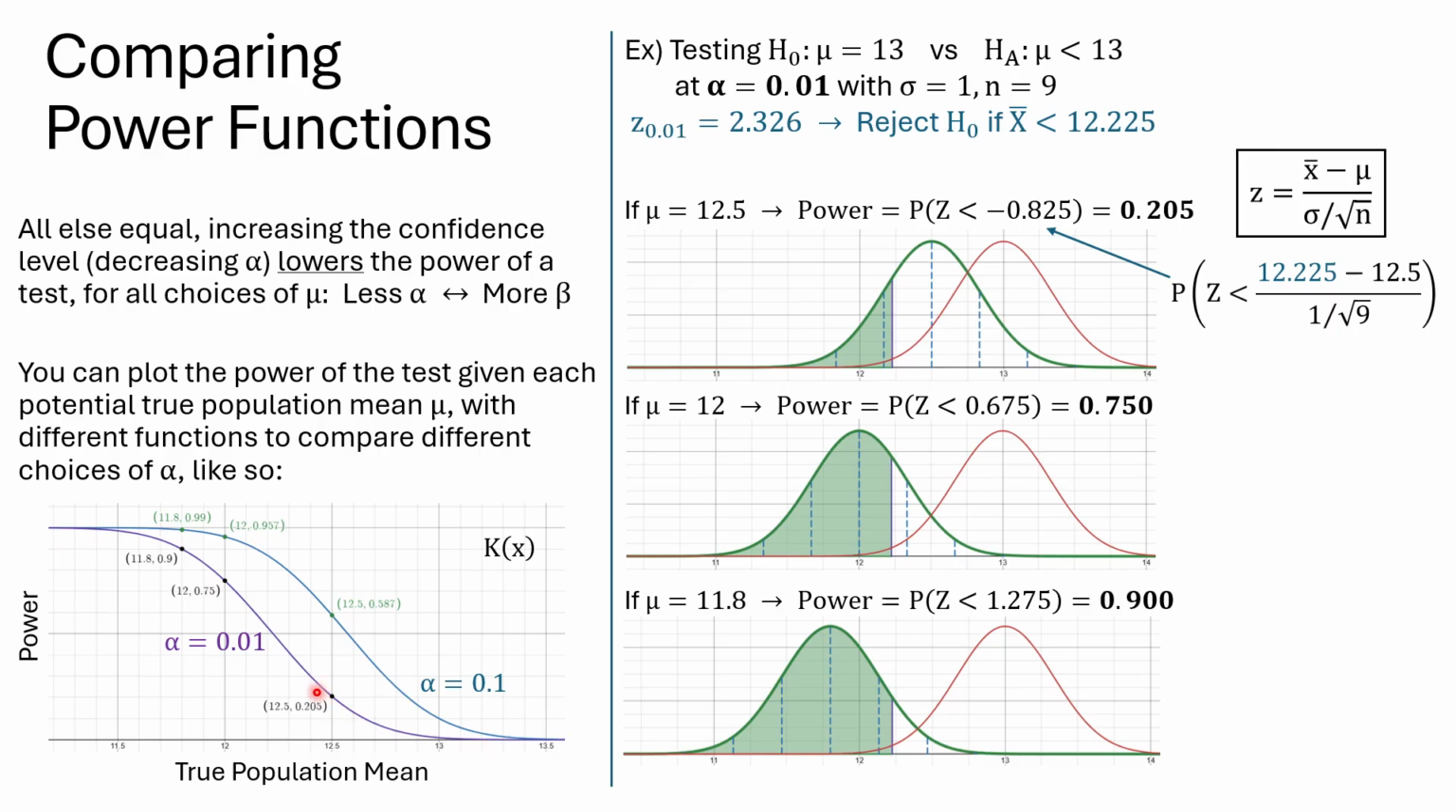We can see these 3 points that are on the graph. For example, 11.8, the power is 0.9. Now for a mu of 11.8, we'll reject the false null hypothesis 90% of the time, but we could do a little better. When we had an alpha of 0.1, we rejected it 99% of the time. So it's important to take this in mind when you're making a decision.